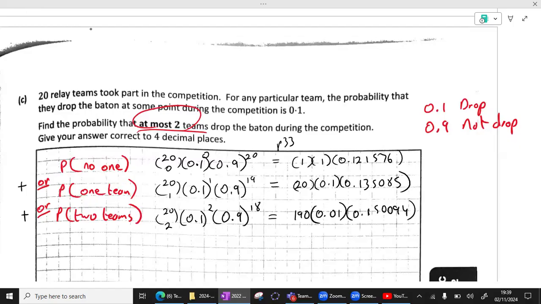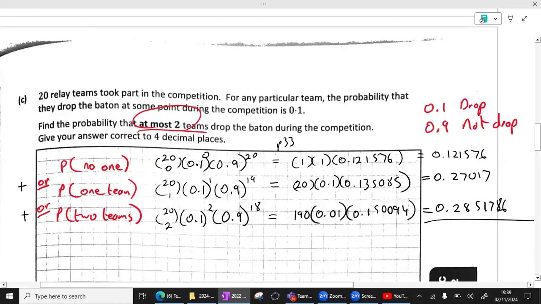So my top number, well, that's just 0.121576. The next one is 20 times 0.1 times 0.135085. So that's coming out to be 0.27017. And here I have 190 times 0.01 times 0.150094. Okay, so these are my numbers. Now remember, I am adding them. So I'm going to add those together. 0.121576. So when I add all these together, I get 0.676924. Now to 4 decimal places, 0.6769, sorry. So the probability is around 67.69%.